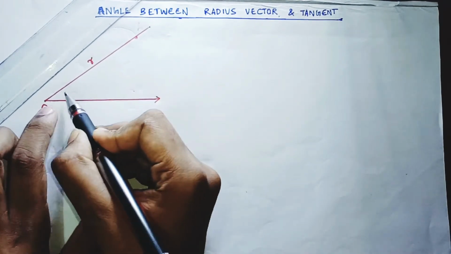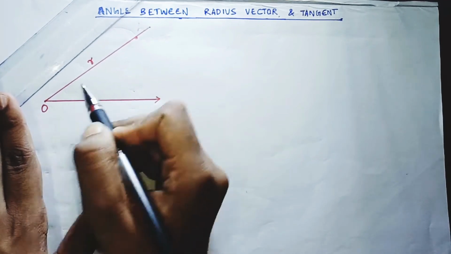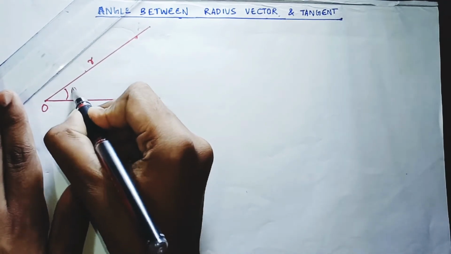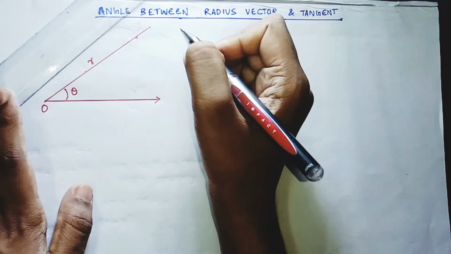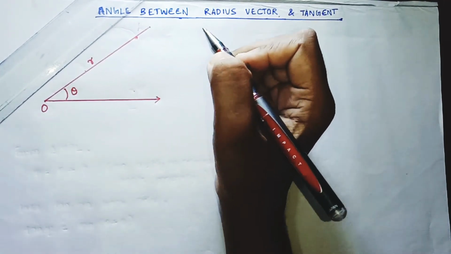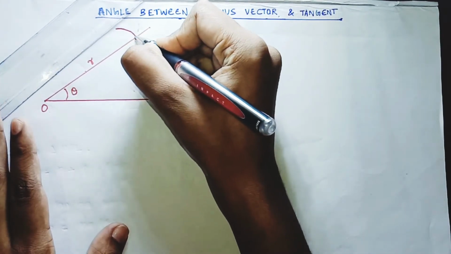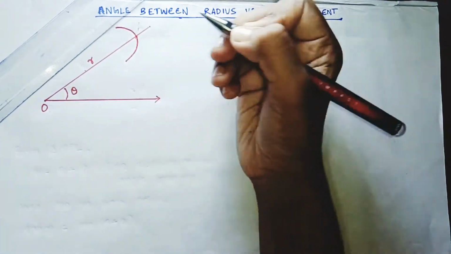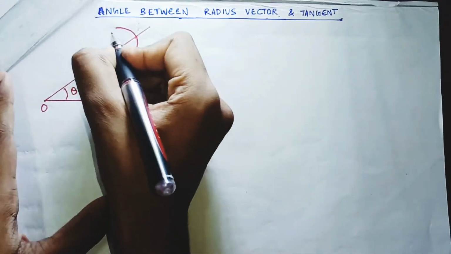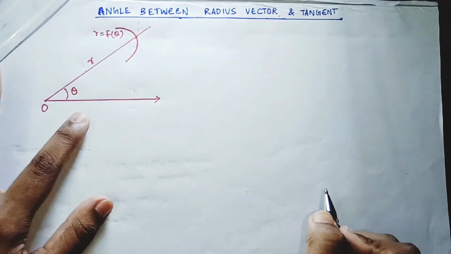Then we let the angle formed be theta. The angle between the radius vector and the initial line, we'll assume it as theta. Now we need to draw a curve. We'll assume r is equal to f of theta be any curve which passes through the radius vector like this. Now we'll mark this curve as well. So this is the diagram.